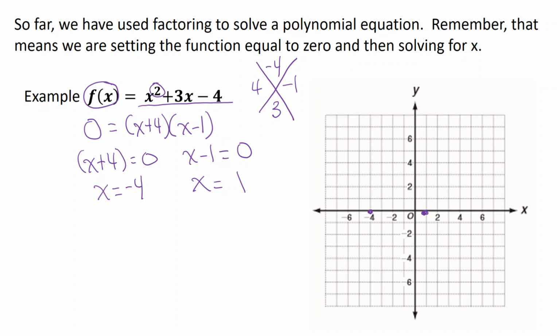We know this is a parabola, and this is a positive here, so our parabola is going to look something like this. And we know that negative 4 and 1 are the roots of this equation, because that's where the parabola crosses the x-axis.